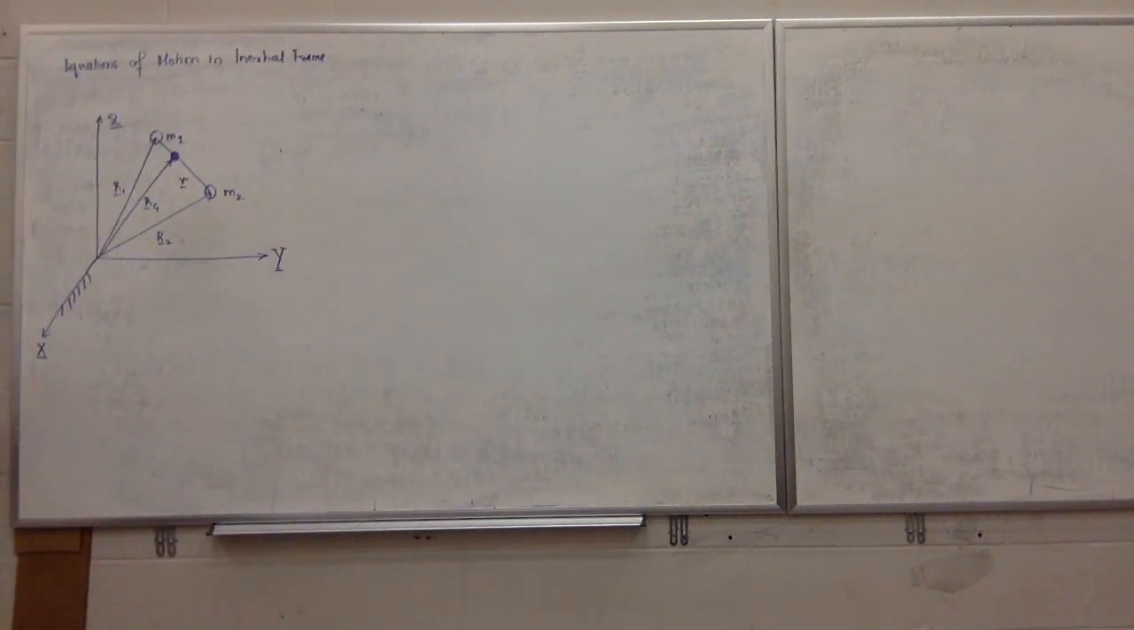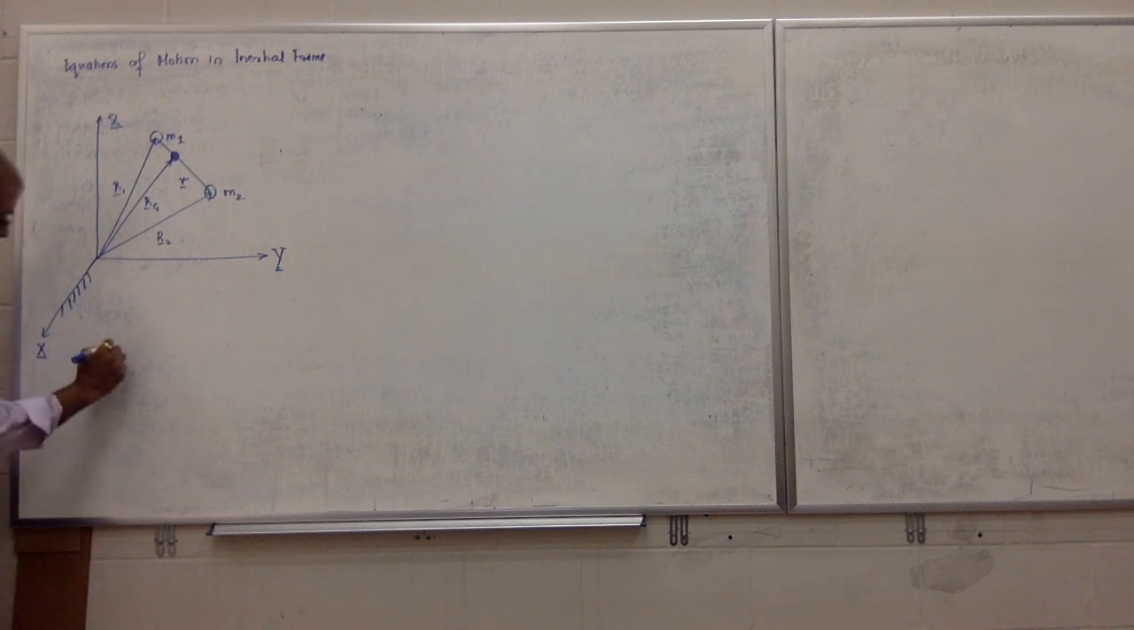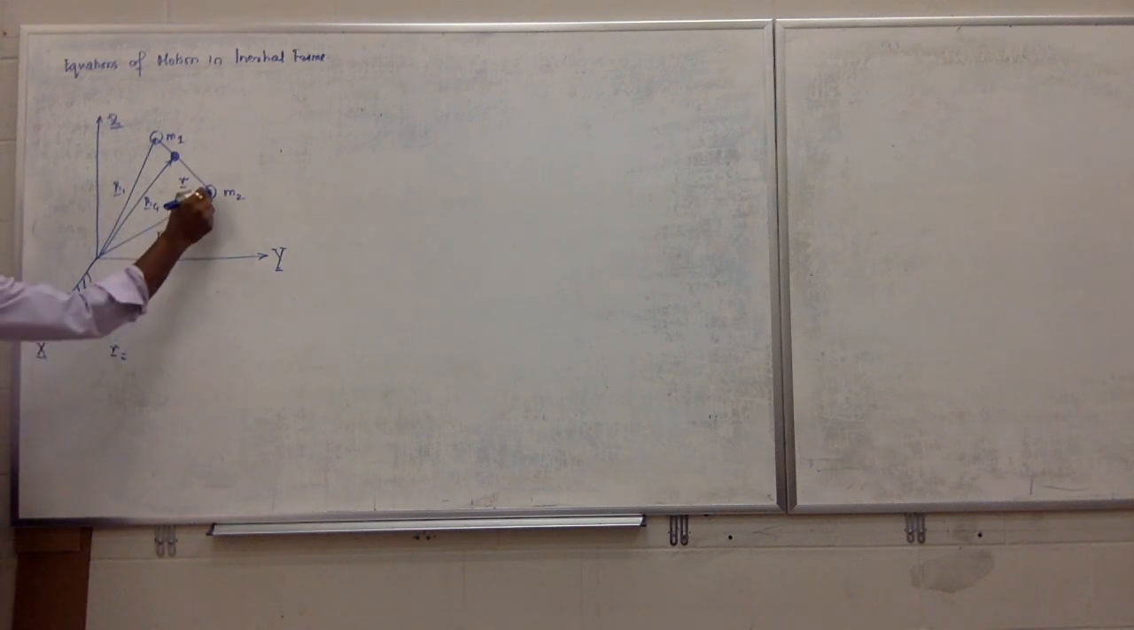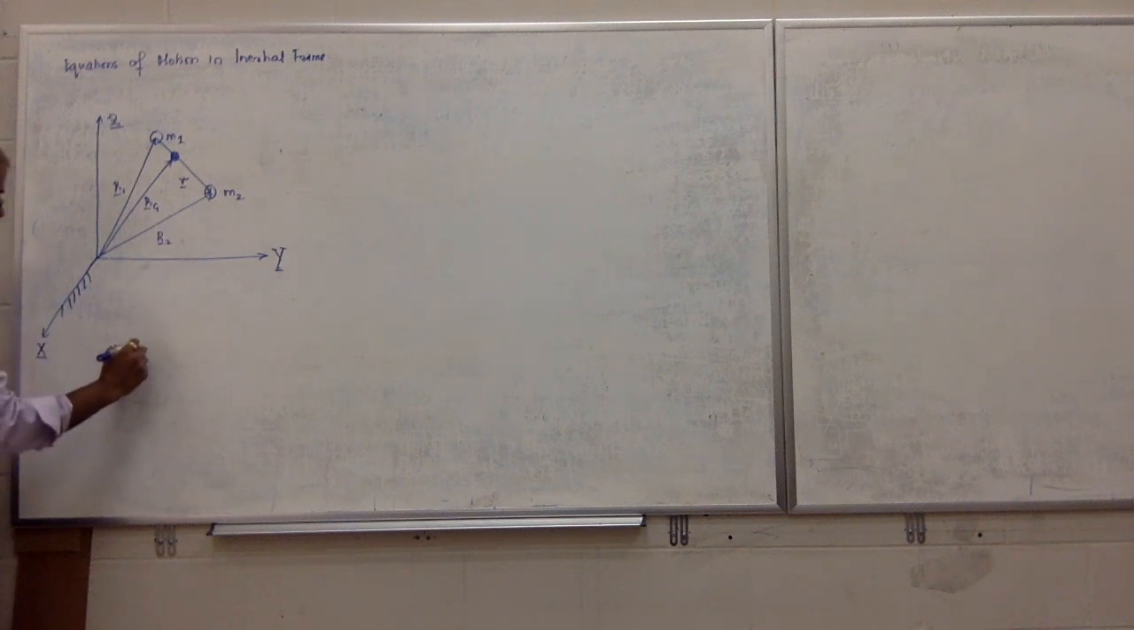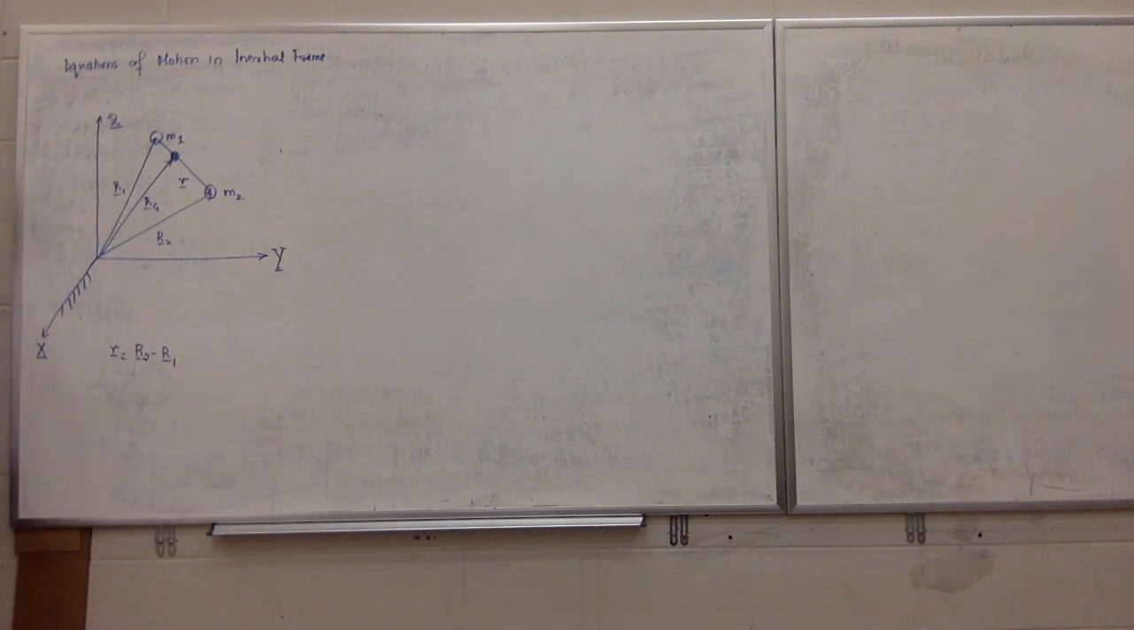So here, you know what this means, right? Inertial frame. It's a fixed frame. Okay. What do you know about R? Can I say R is R2 minus R1? What's R again? This is R, this vector going from M1 to M2.